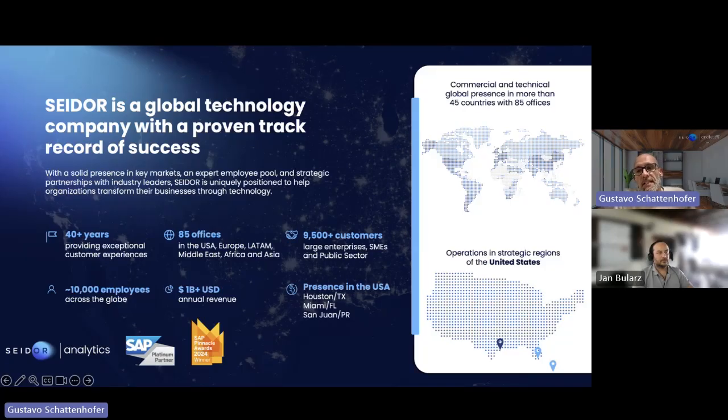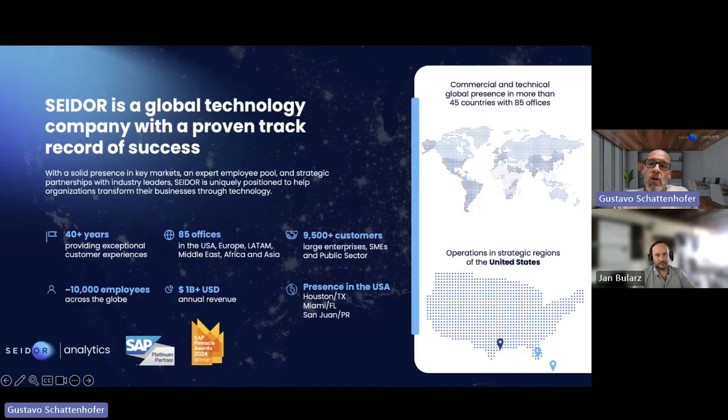We serve more than 9,500 customers worldwide across large enterprise, small and medium businesses as well. We have close to 10,000 employees, operations in more than 45 countries and 85 offices strategically located across the US, Europe, Latin America, Middle East, Africa, and Asia. So basically, what we have built is a strong global presence while staying close to our customer. That's the main idea. In the US, we have operations in Houston, in Miami, and San Juan in Puerto Rico, which allow us to serve our clients in strategic regions of the country.